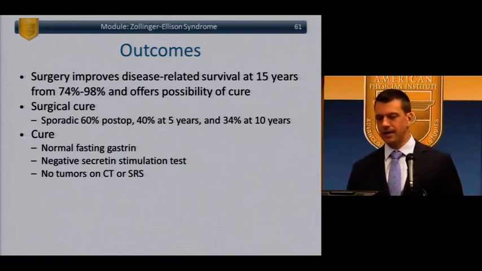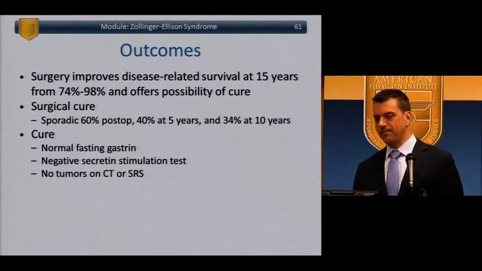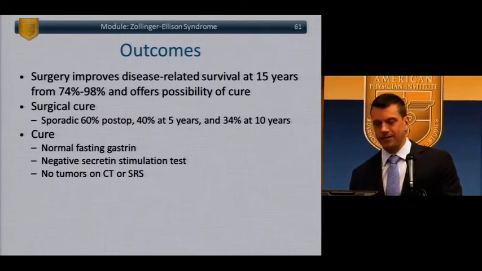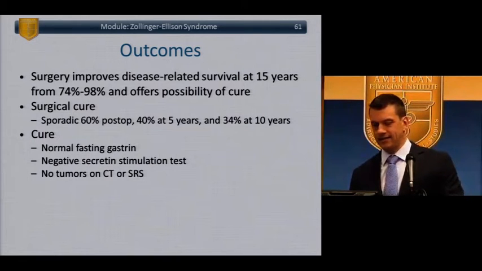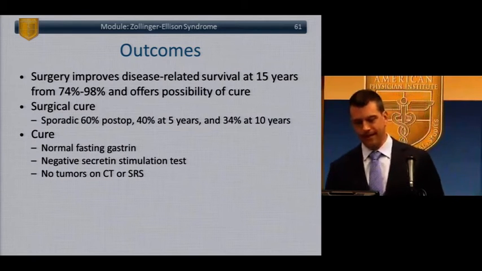So the outcomes, you have disease-free survivals improved at 15 years, and there's a possibility of cure. In sporadic, a surgical cure is achieved in 60% postoperatively, but this falls to 40% at 5 years and 34% at 10 years. Cure would be measured by normal fasting gastrin, negative secretin stimulation test, or no tumors on imaging.